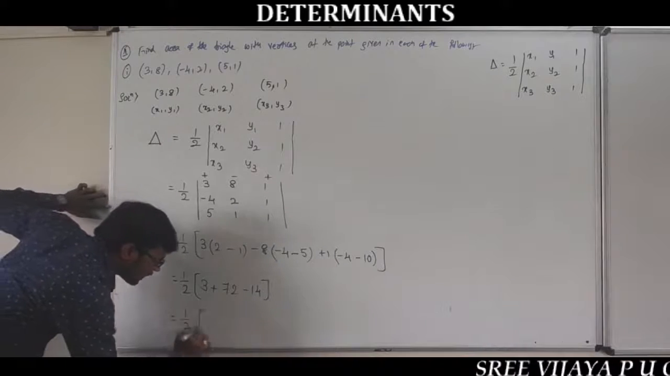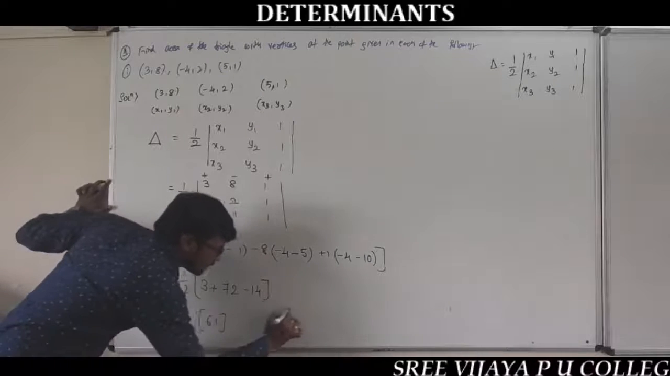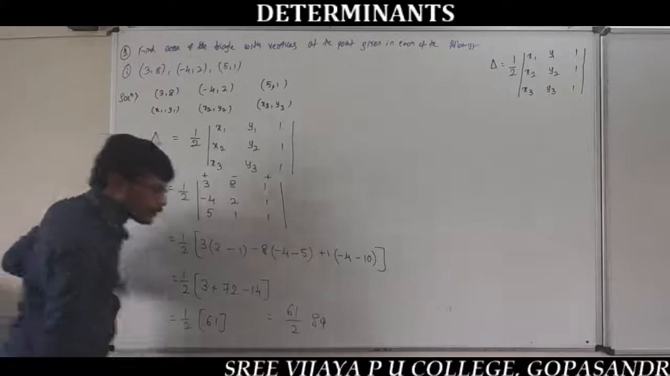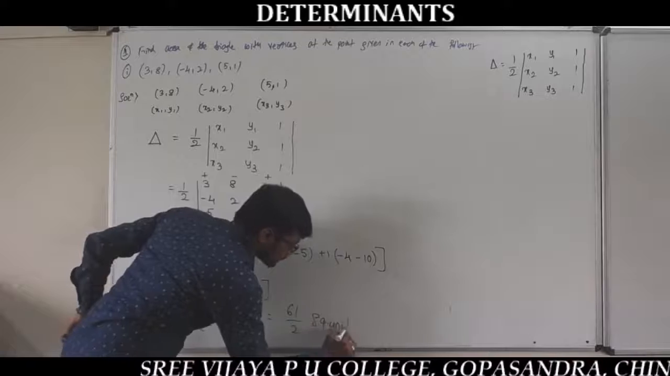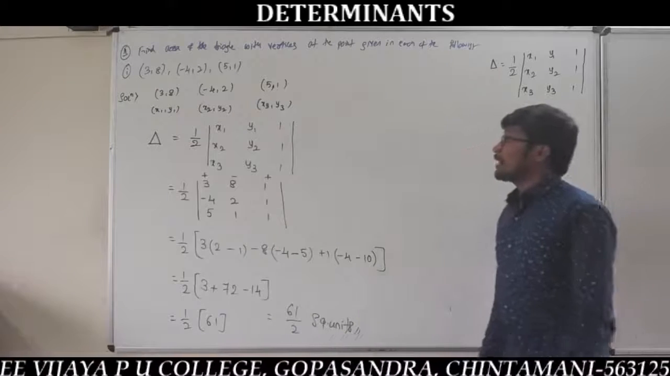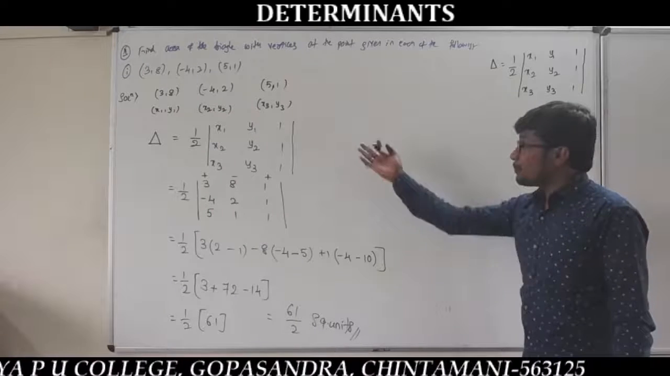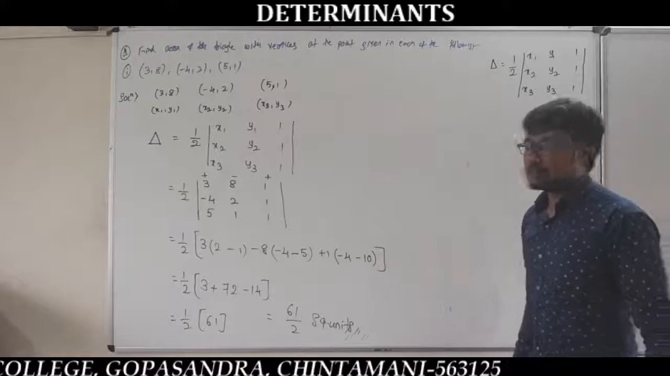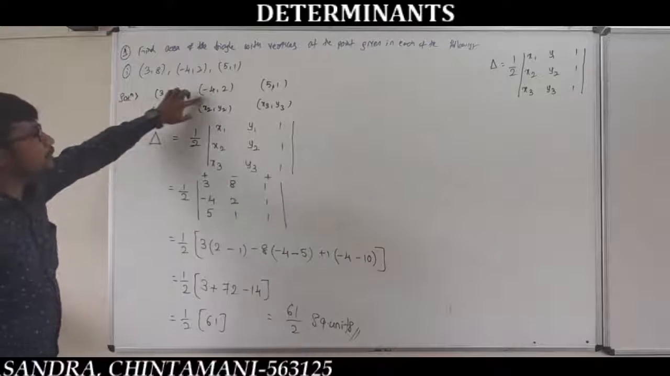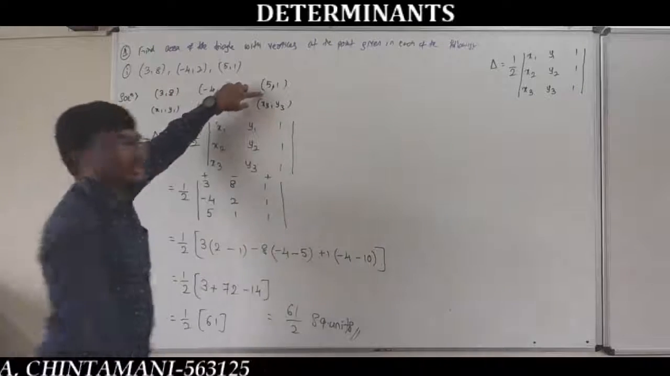So 1 by 2 times 61. So what is the answer? It is not exactly divisible, right? We can do it, no problem: 61 by 2 square units. So that's it. This is how we can find the area of a triangle by using the concept of determinants. They have given 3 points: the first point is x1, y1, the second point is x2, y2, the third point is x3, y3.